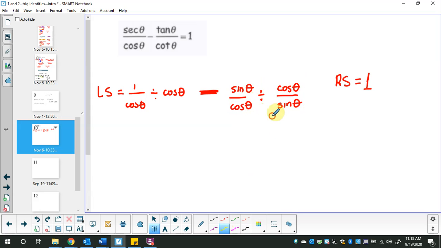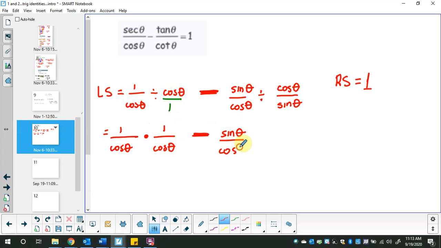And no, you are not allowed to do this. The reason is because this is a division sign, so you have to wait until it's multiplication before you start knocking out information. So let's do the division. So that's 1 over cos theta times the upside down, minus sine squared over cos squared times the upside down.